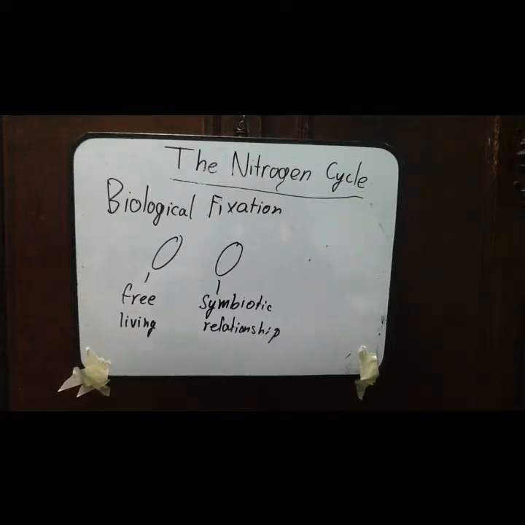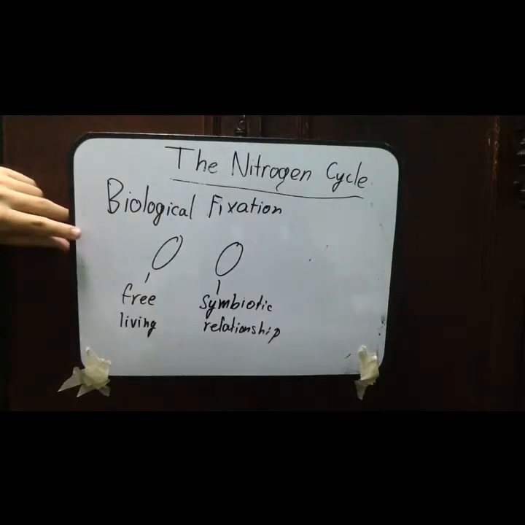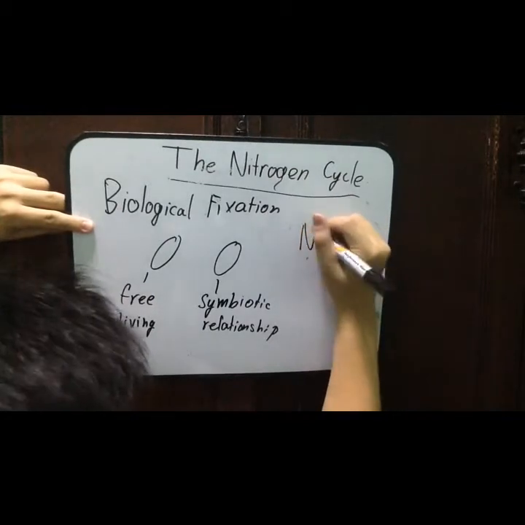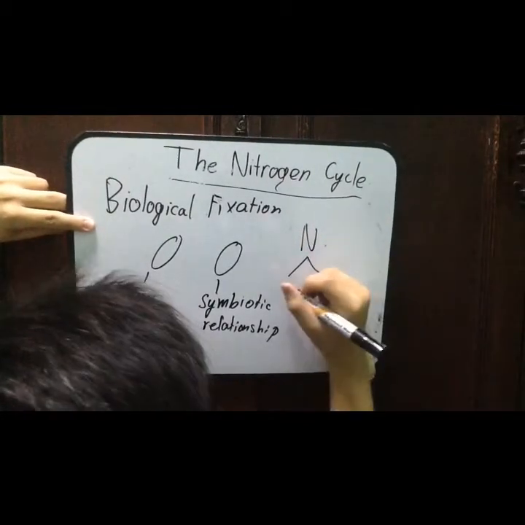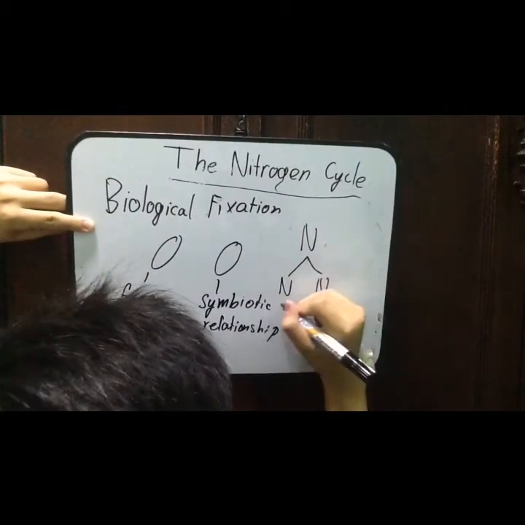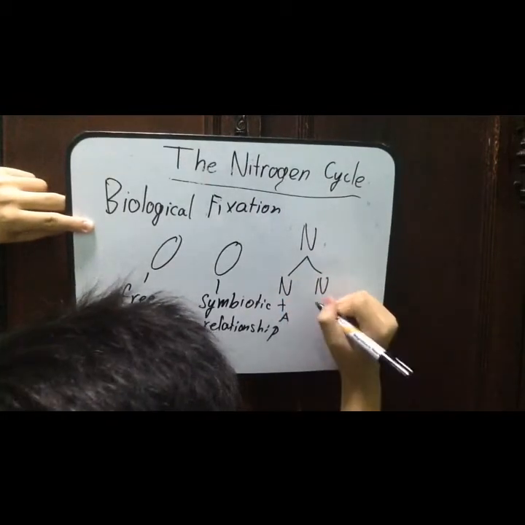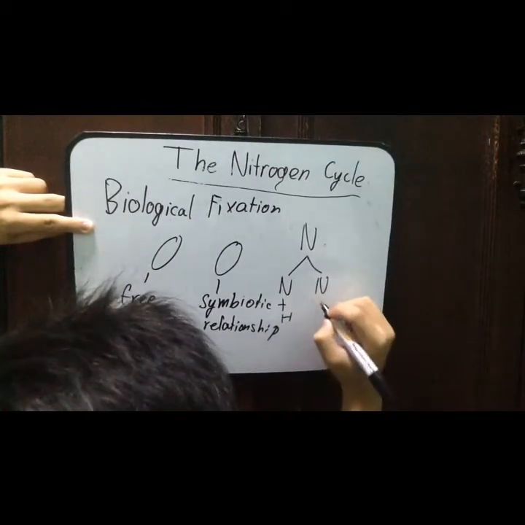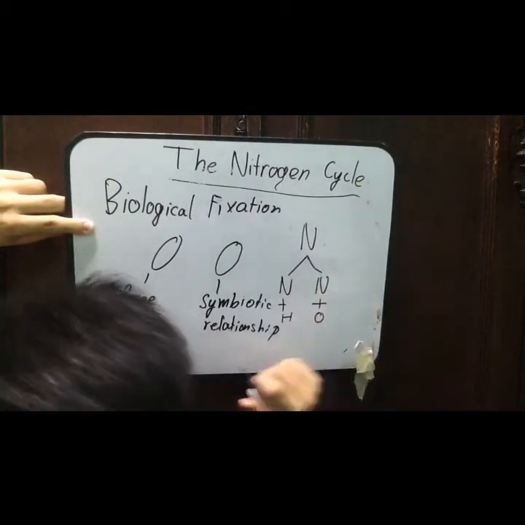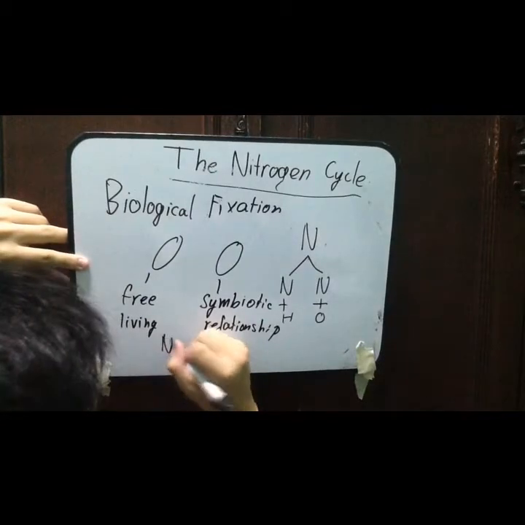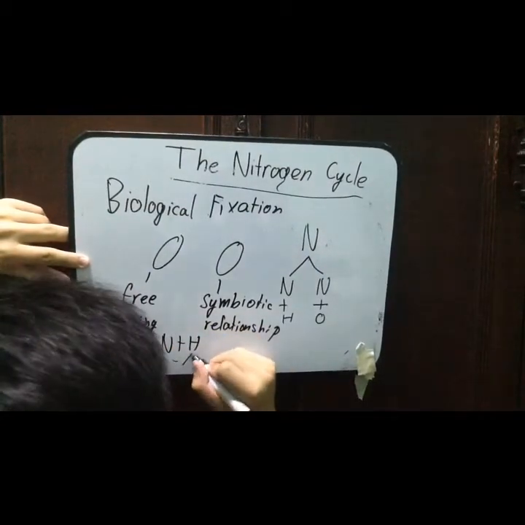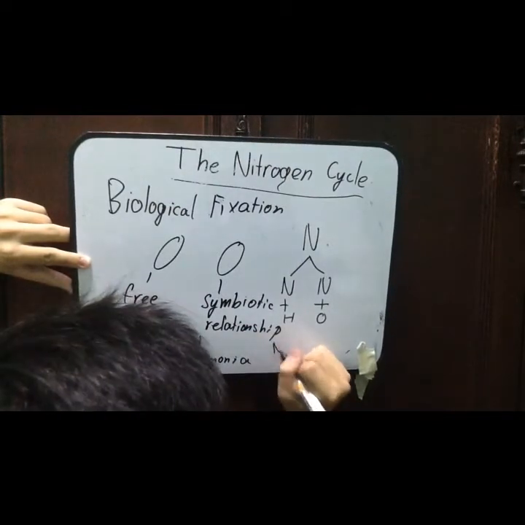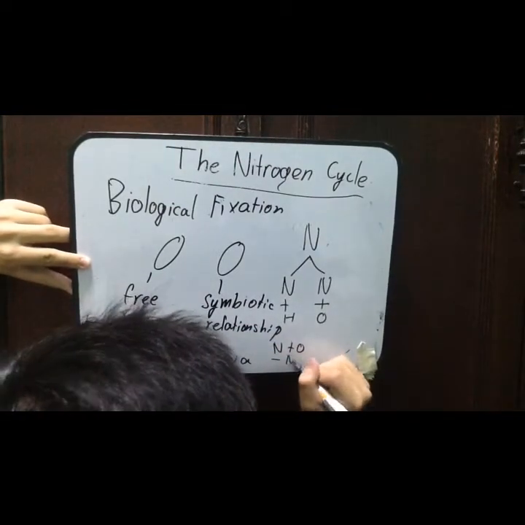So basically, to wrap up the whole nitrogen fixation process, nitrogen is broken down and mixed with either hydrogen or oxygen. When it's mixed with hydrogen, it becomes ammonia, and when it's mixed with oxygen, it becomes nitrates.